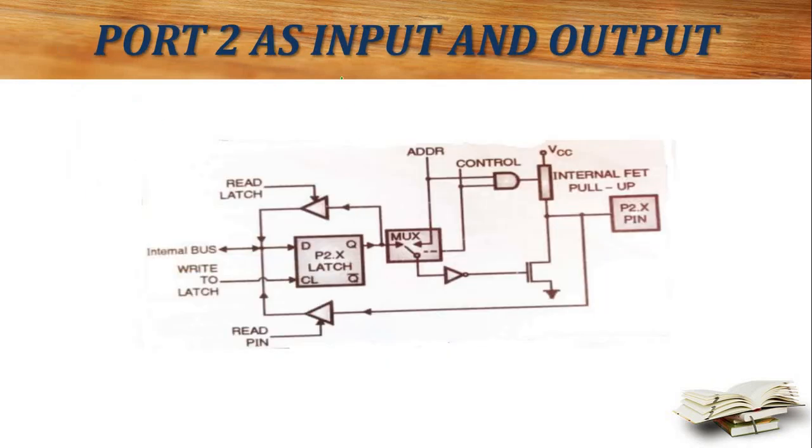Now check port 2 as input and output. Already I have said that this port 2 is similar to that of port 0. The only difference is that port 2 has an internal pull-up resistor, whereas in port 0 we don't have pull-up resistors. That is the main difference between port 0 and port 2. And it will carry address lines as higher order address lines. All other working is the same as that of port 0.